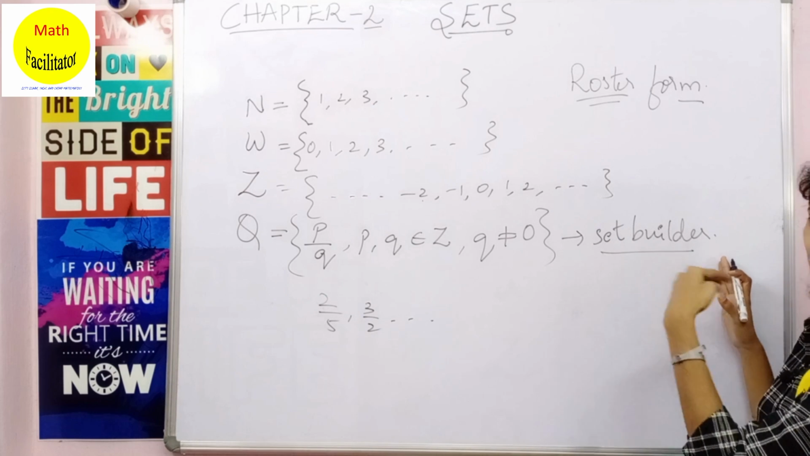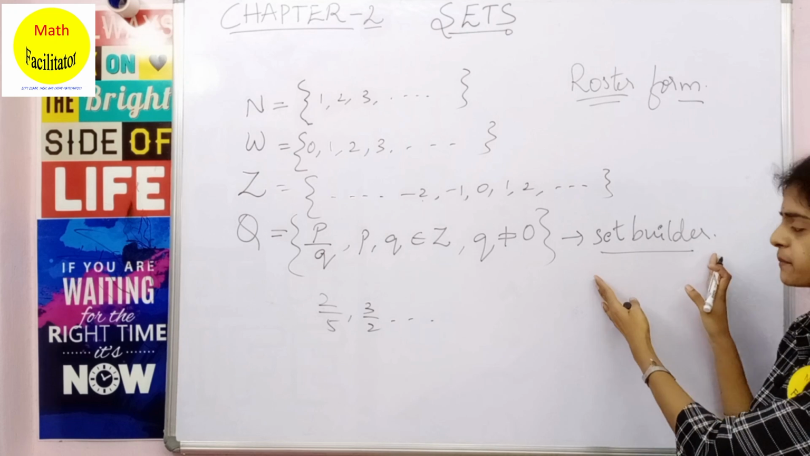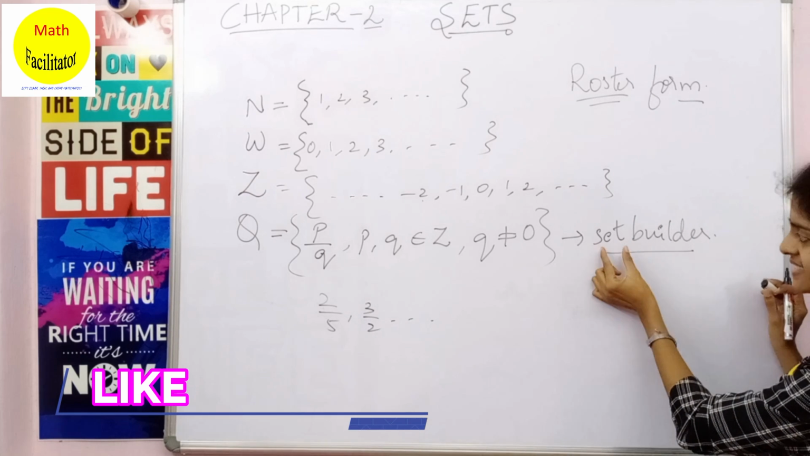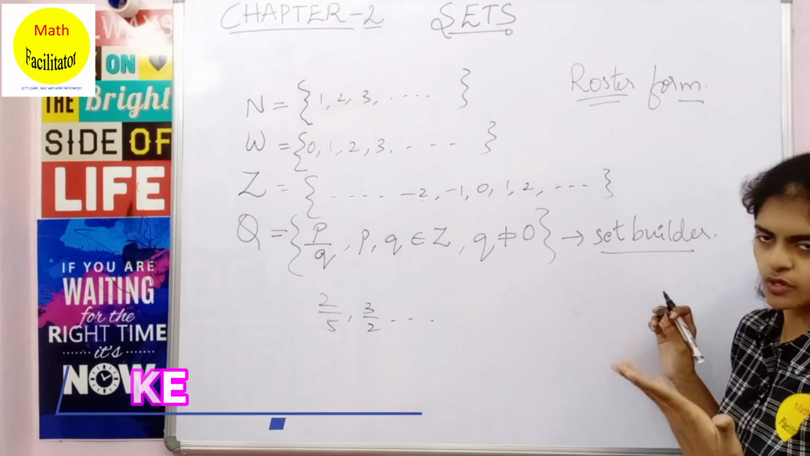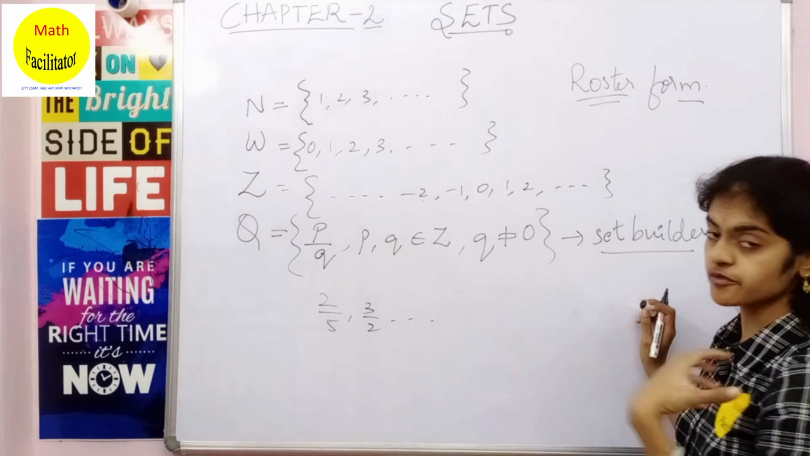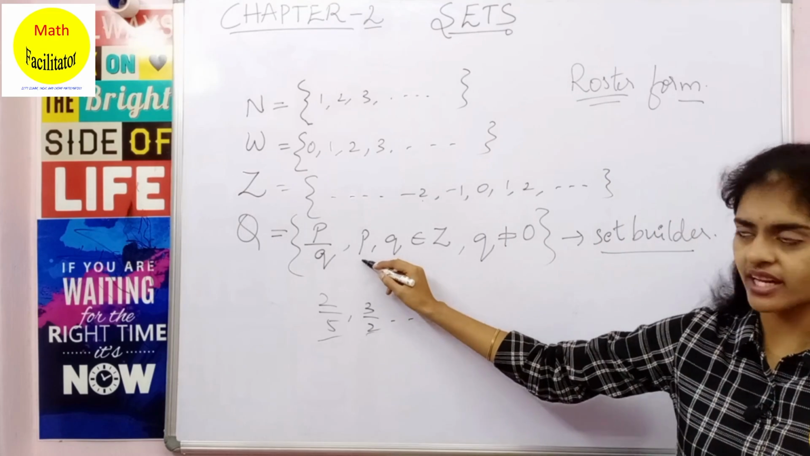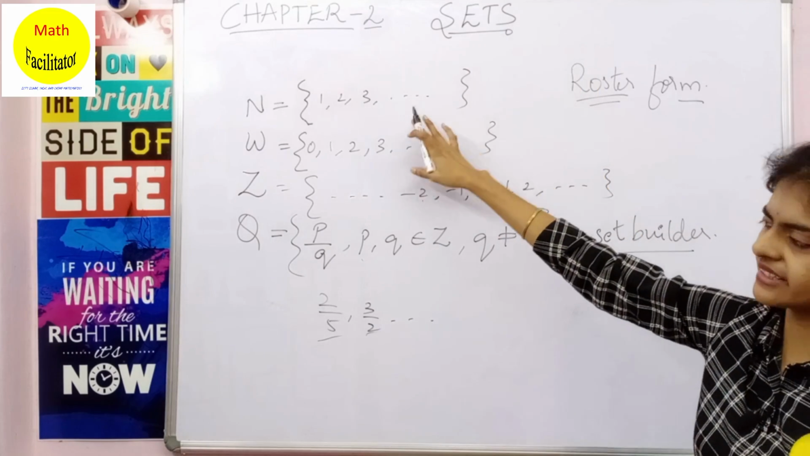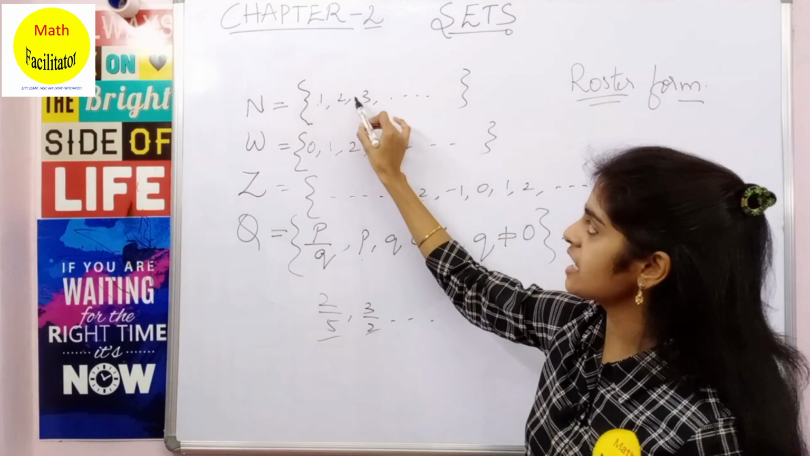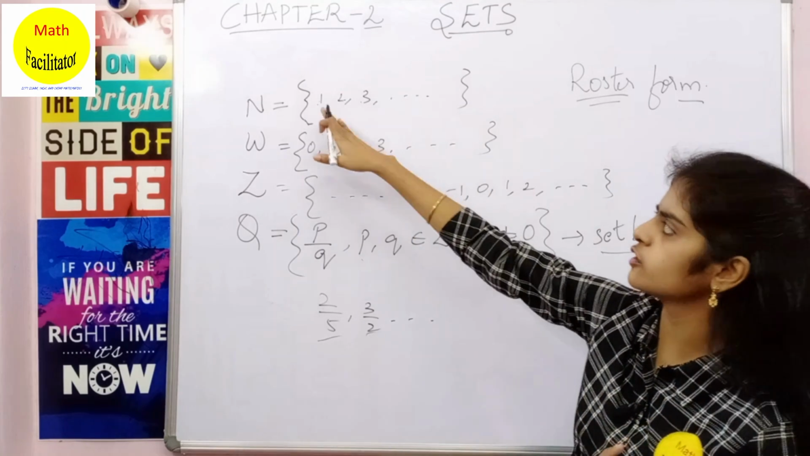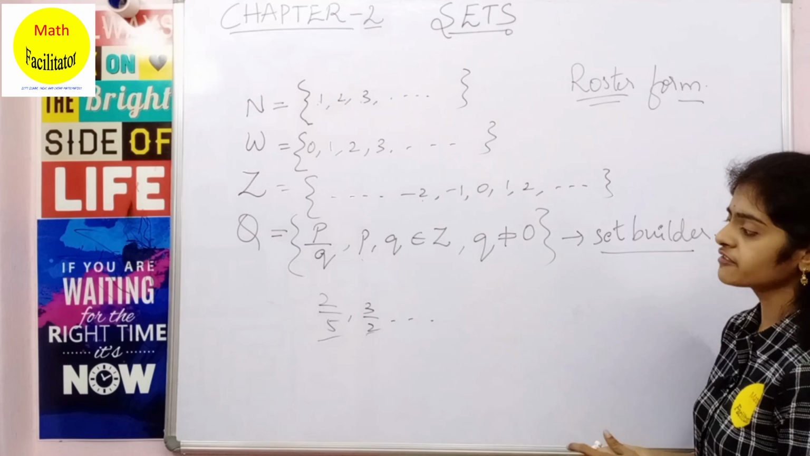Now to make it easy for you, I am trying to explain it in this way: in set builder form you have to build the set. You will get a condition, you have to build it. That means you have to build the elements of the set using this property. In roster form it is already ready made. By just looking at it you will know the elements of the set, but here you have to build the set.